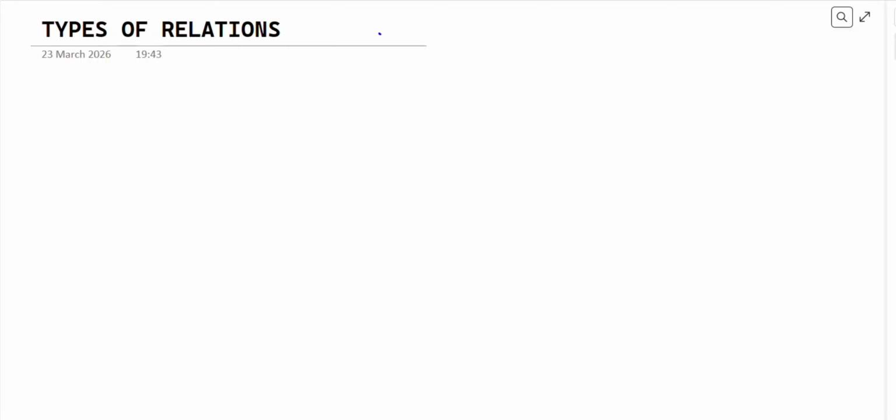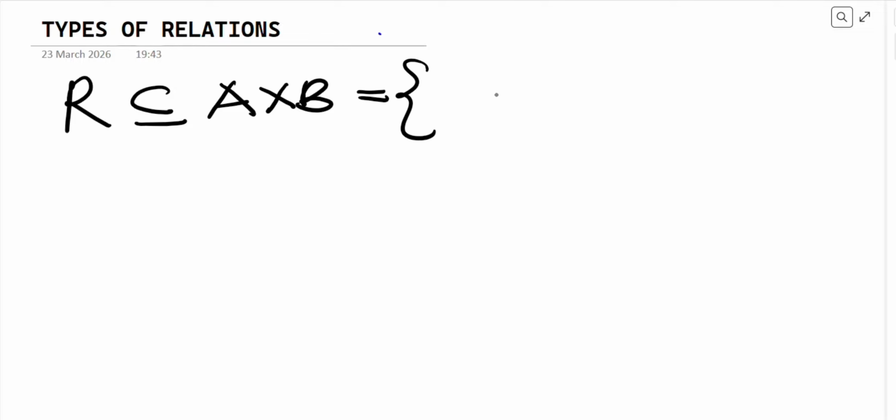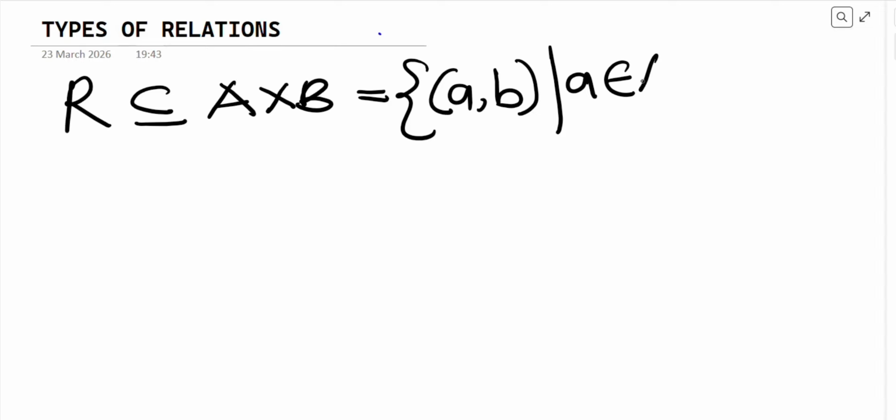From the beginning of this lecture, we looked at relation R, and we defined relation that it is the cross product of a set A and B such that it produces an ordered pair A, B, given the element A is from the set A and B is from the set B. Today we are going to take this a little further, and that brings us to the types of relations.